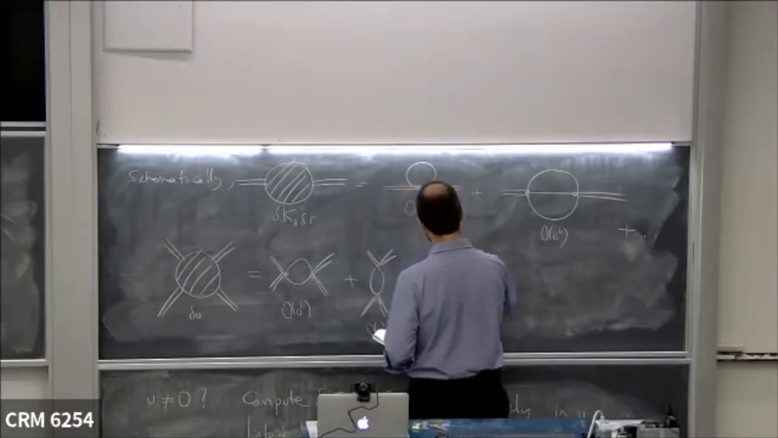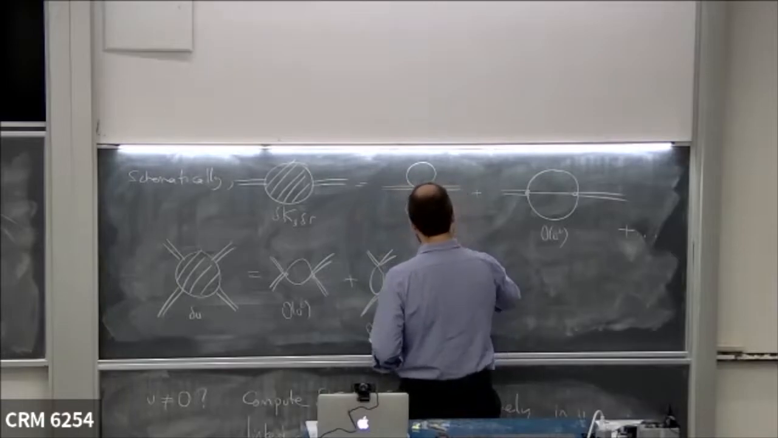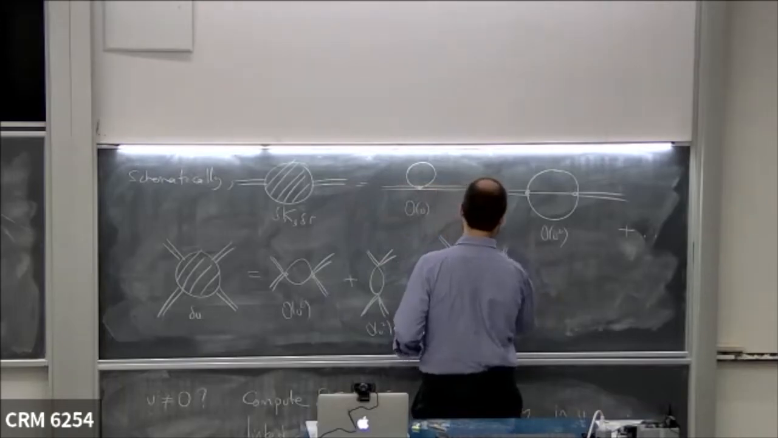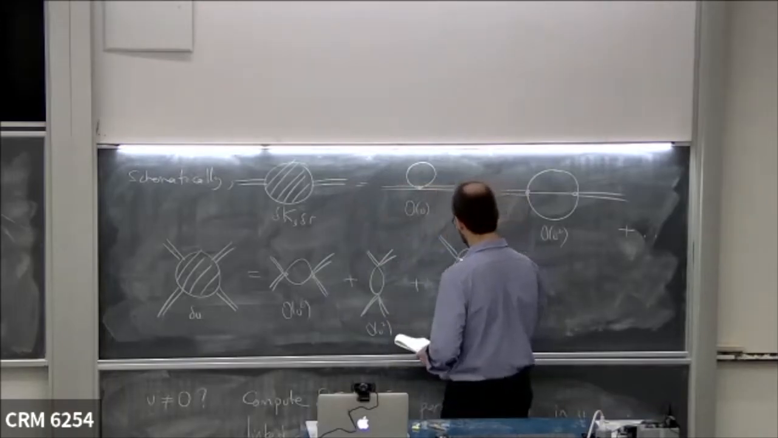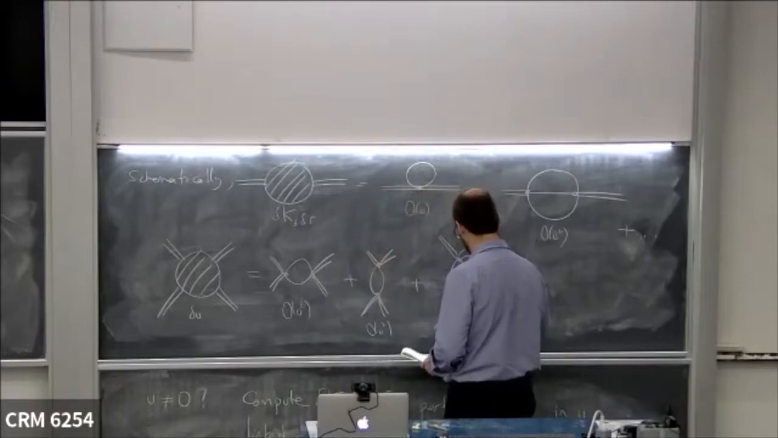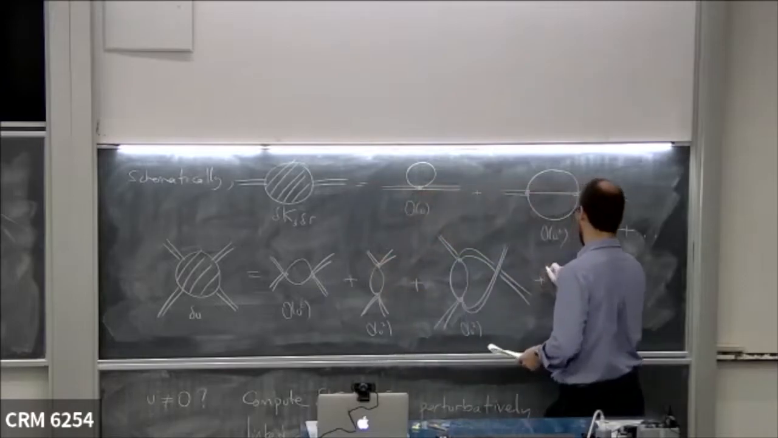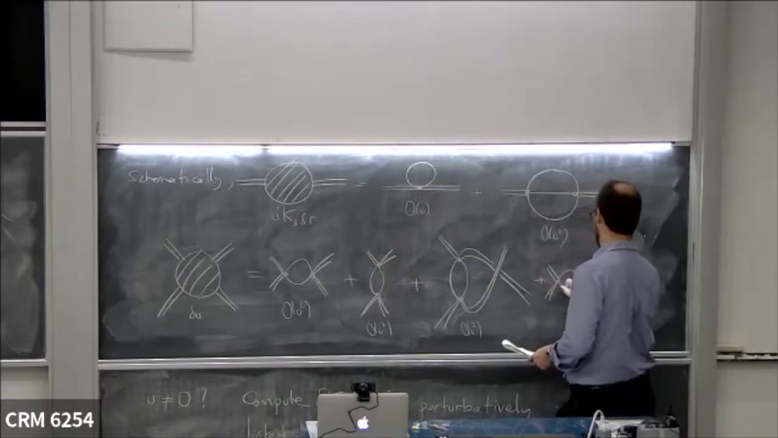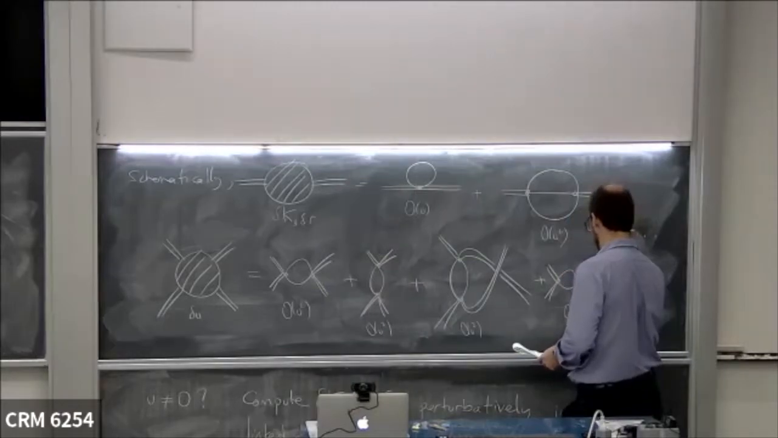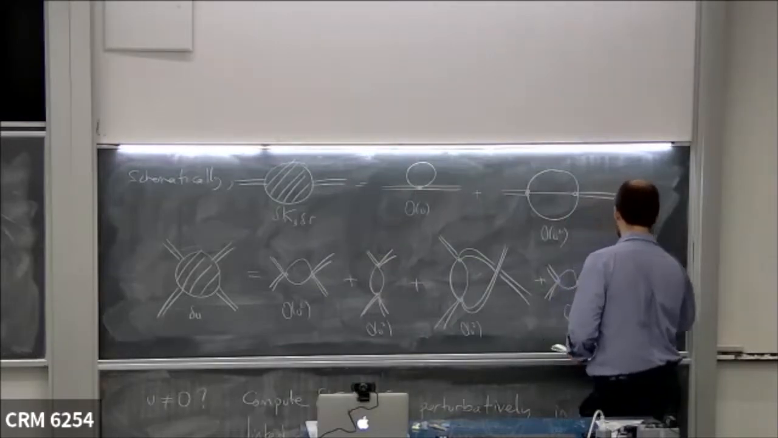Essentially 3 graphs to consider at that order. But there'll be higher order graphs like this, for example, 2-loop graphs and so on. Order U cubed.